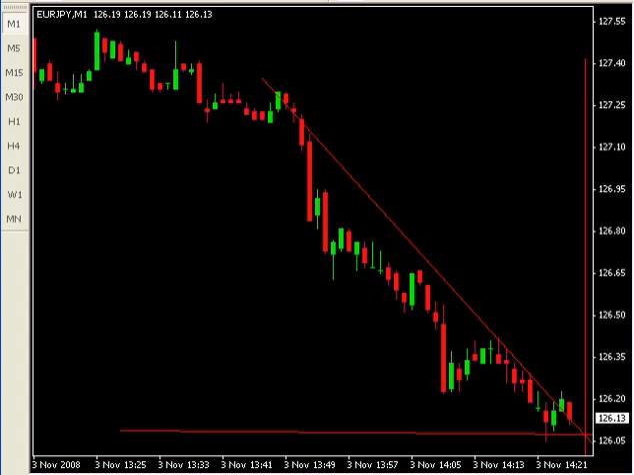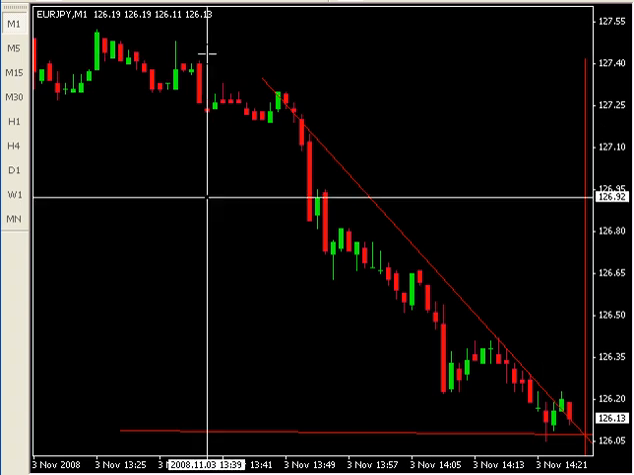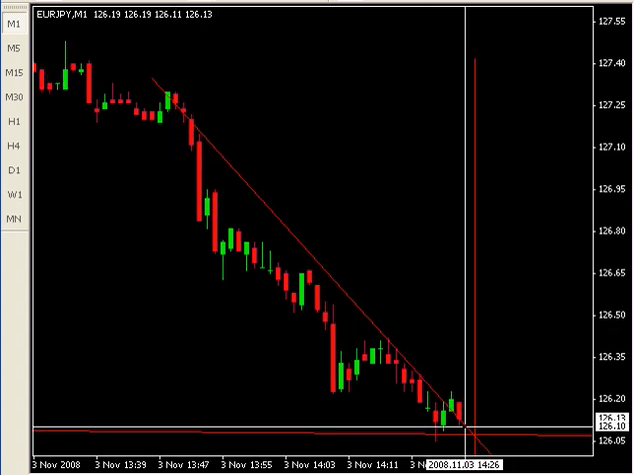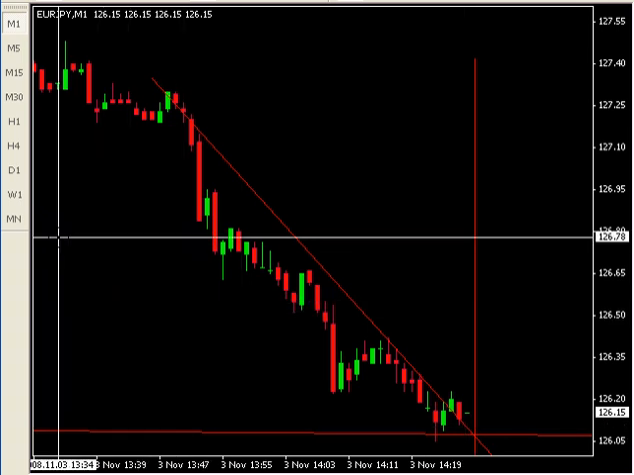Okay, that is just a simple illustration to try and show you how price moves on a chart. I hope this helped you.